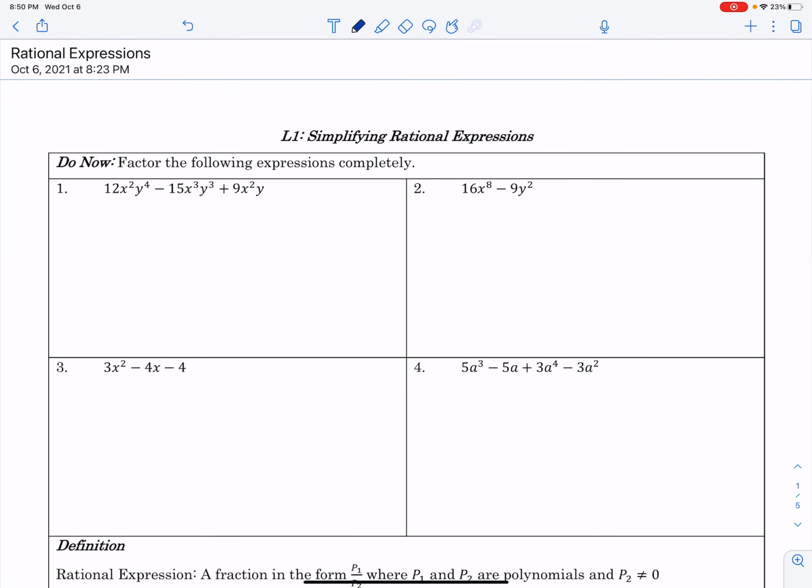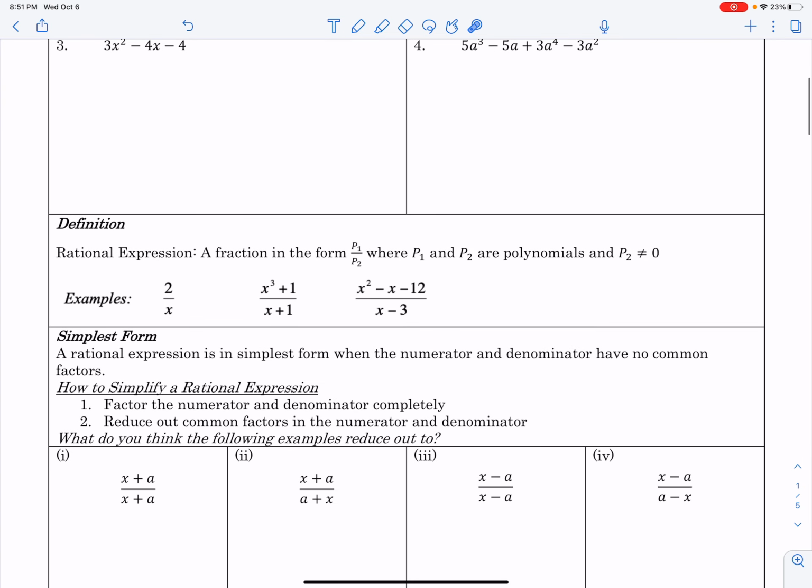Okay, so as was previously mentioned, remember that this unit is going to be extremely factoring heavy. Make sure you recap going over factoring by GCF, difference of squares, grouping, trinomials, tricky trinomials. All of those things are going to be very much a part of this unit. We're going to be talking today about simplifying rational expressions.